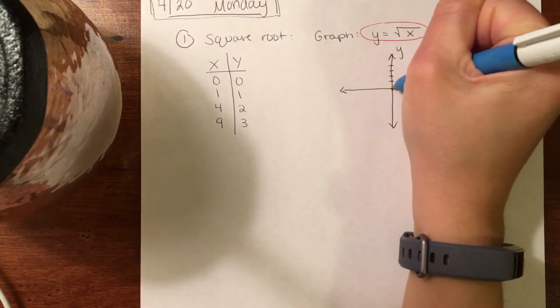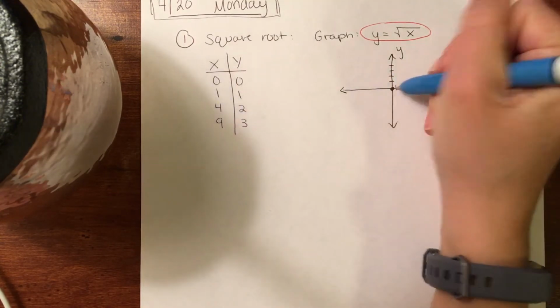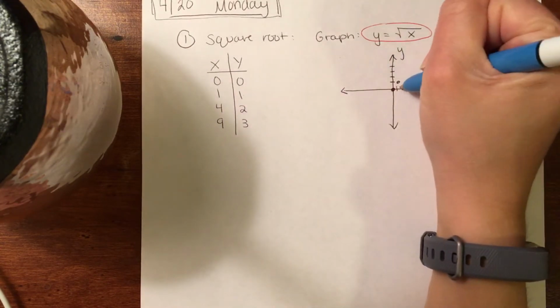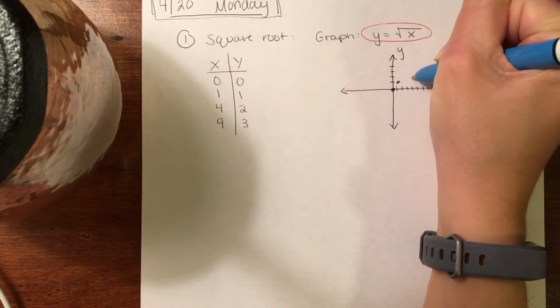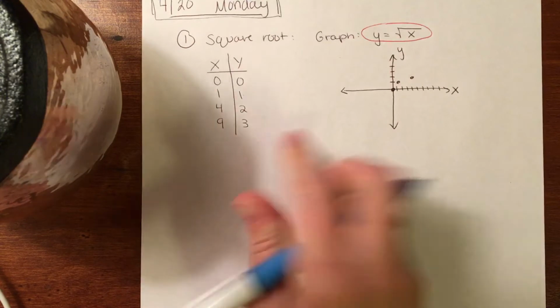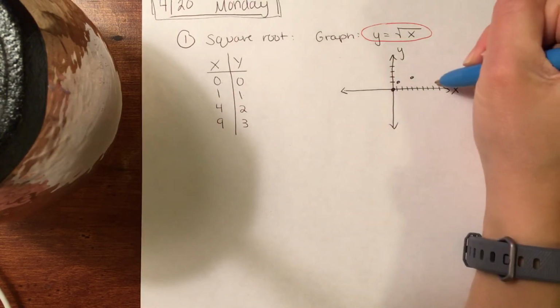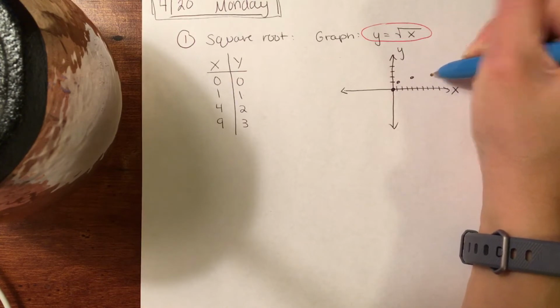0, 0 would be right here. 1, 1 would be over 1, up 1. 4, 2 would be over 1, 2, 3, 4, up 1, 2. And 9, 3 over 1, 2, 3, 4, 5, 6, 7, 8, 9, up 1, 2, 3, so a little higher than that last one.